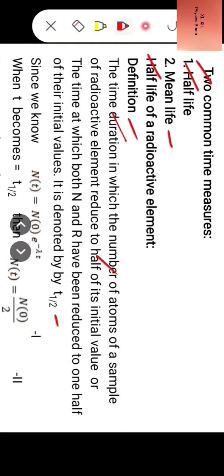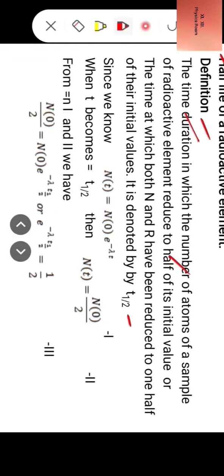I repeat, the time duration in which the number of atoms of a sample of radioactive element reduced to half of its initial value, or the time at which both N and R, meaning rate of disintegration, have been reduced to one half of their initial values. It is denoted by T half.